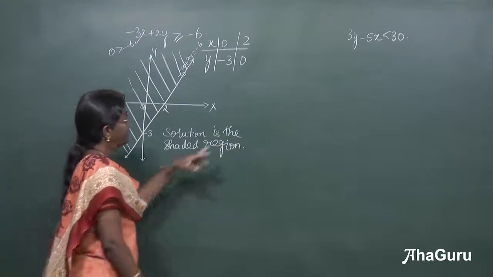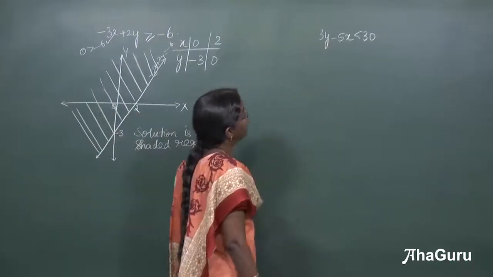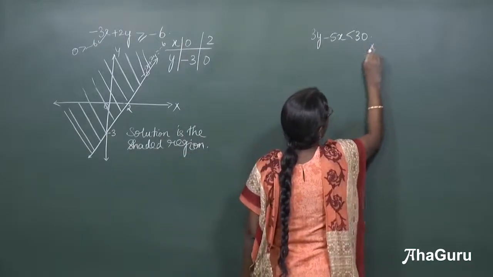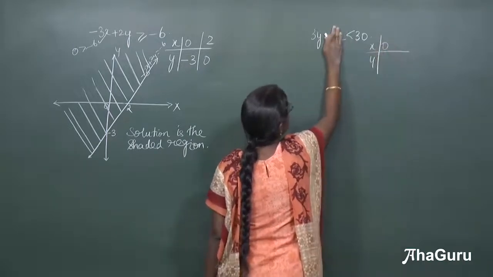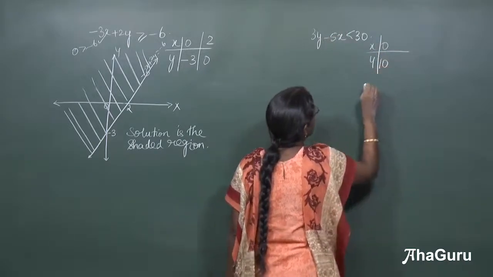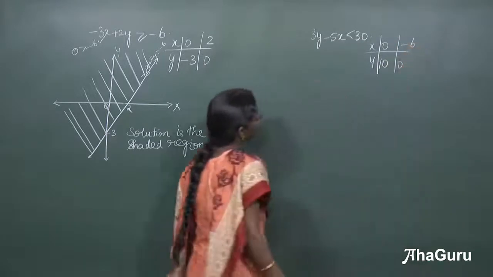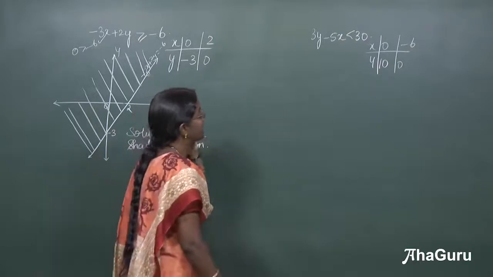We will now see how to solve this. It's 3y minus 5x strictly less than 30. If you find out where it cuts the x-axis and y-axis, when x is 0, you see that y is equal to 10, and when y is 0, x is minus 6, correct? When y is 0, x is minus 6.